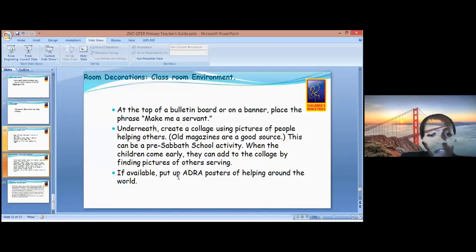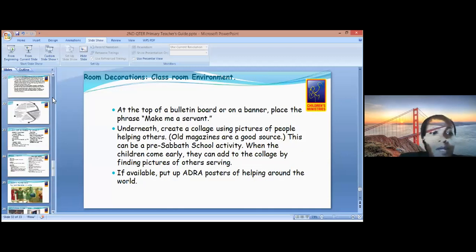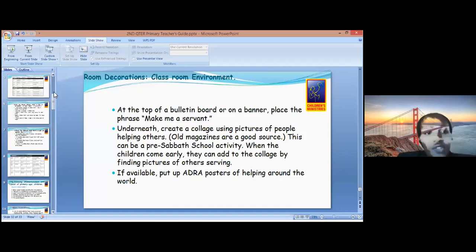They're telling us, if available, put up other posters of helping around the world. So basically, that was our primary lesson. But teachers, let us not forget that if we want our children to learn, then it's all about our creativity. It's not about money, but it's about us being creative. Even with the simplest materials, we can teach our children and they can understand.